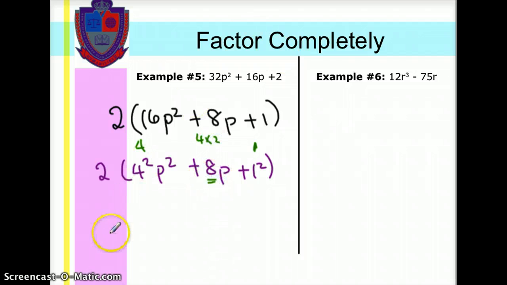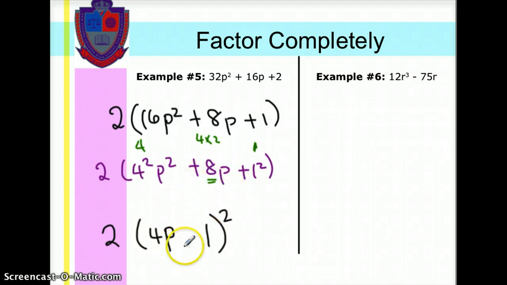So now our final step is just to take this 2. And I know this is going to be 4p. And this is going to be 1 squared. Now, this is actually a 1. Let's make sure that's clear. What sign goes in the middle here? Look at what sign is in front of the 8. Addition, so that means I keep it as addition. Perfect.